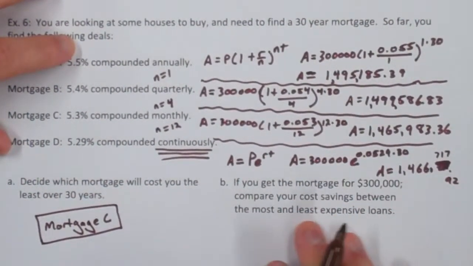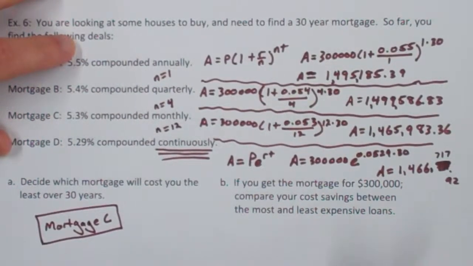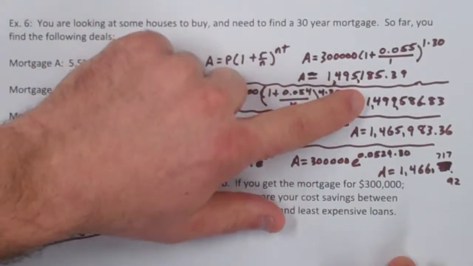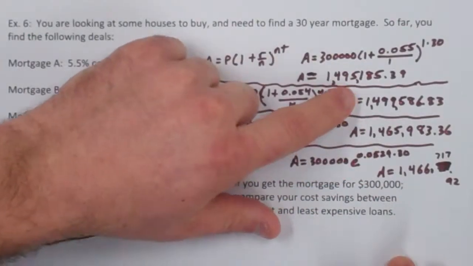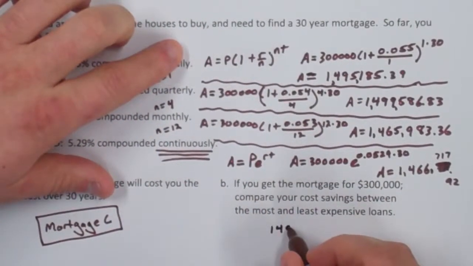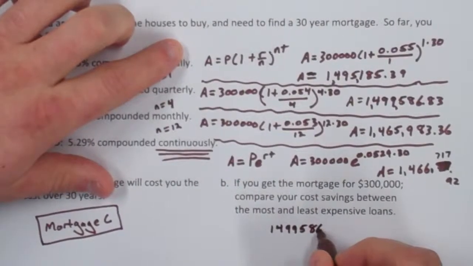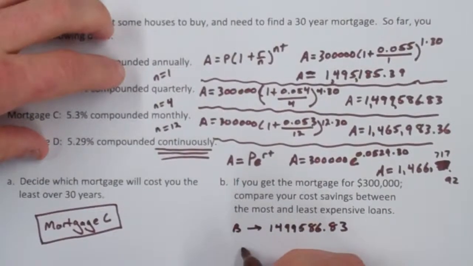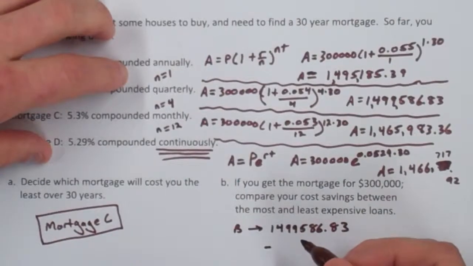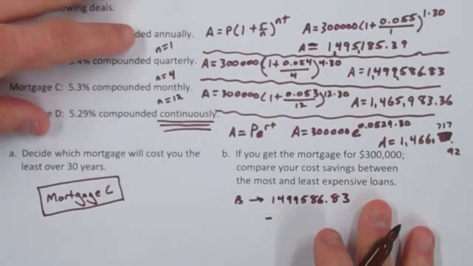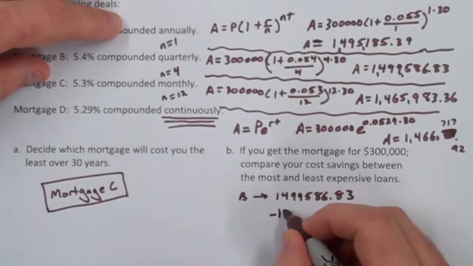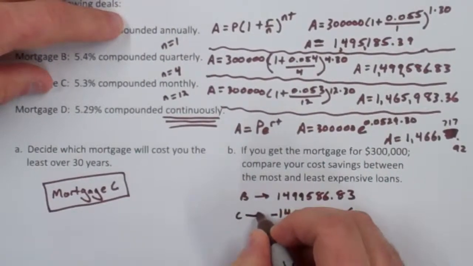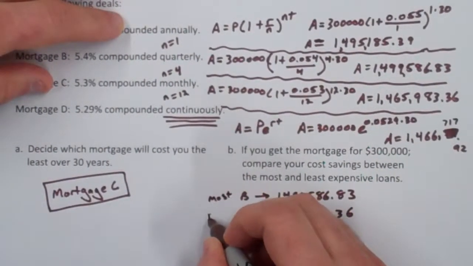Part B says if you get the mortgage for 300,000, great, we've used that value. Compare your cost savings between the most and least expensive loans. Let's take a look at the most expensive. 1,495, 1,499, 465, and 466. It's this one right here. So it's 1,499,586.83, and that's B. We're going to have to subtract the least expensive, which we said was Mortgage C. So Mortgage C is 1,465,983.36. So this was our most, and this was our least expensive.